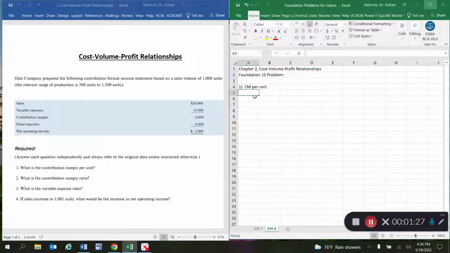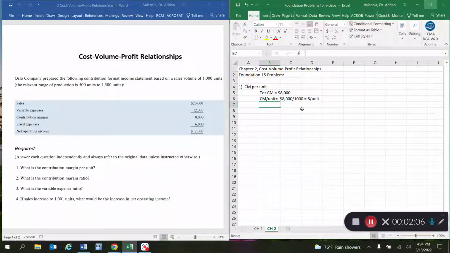So the first question they ask for is, what is the contribution margin per unit? So we could simply go in there and say total contribution margin equals $8,000 based on the information given. And since this represents 1,000 units, then we could easily compute this as follows. 8,000 divided by 1,000 units, I'm sorry. So the contribution margin per unit is $8 per unit.